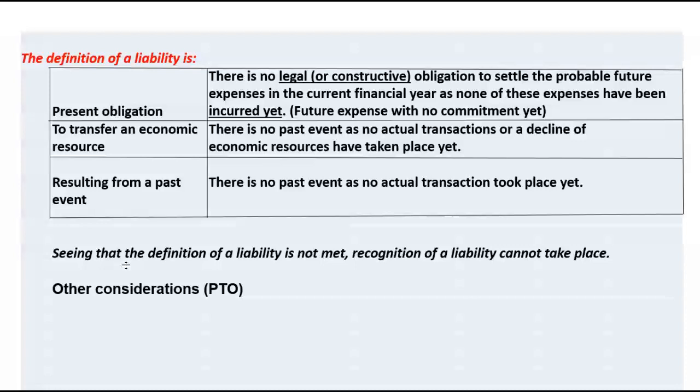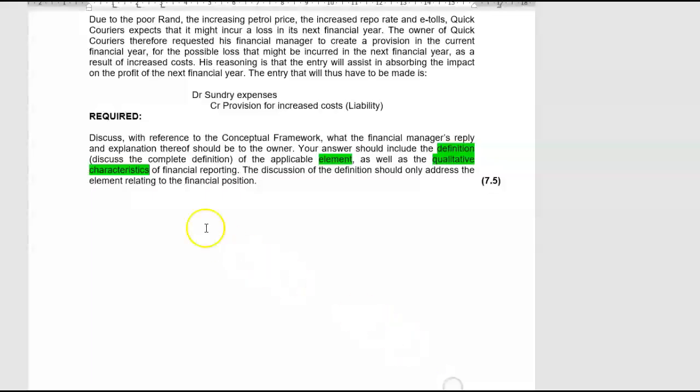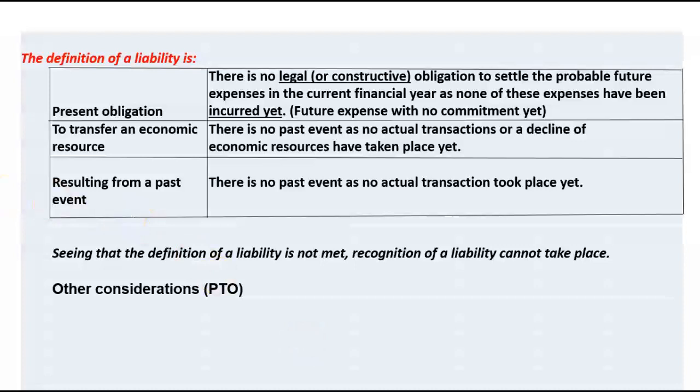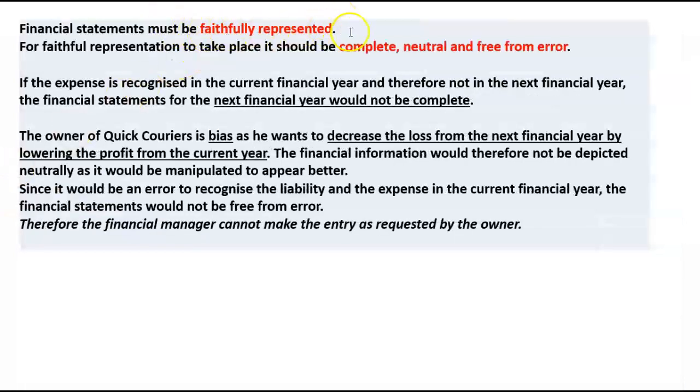Now, furthermore, they also ask us in the question that we have to talk about the qualitative characteristics of financial reporting. There we know that it's all about faithful representation of financial information. And for that to take place, our financial statements have to be complete, neutral, free from error. Now, should we pass that entry, will our financial statements be faithfully represented?